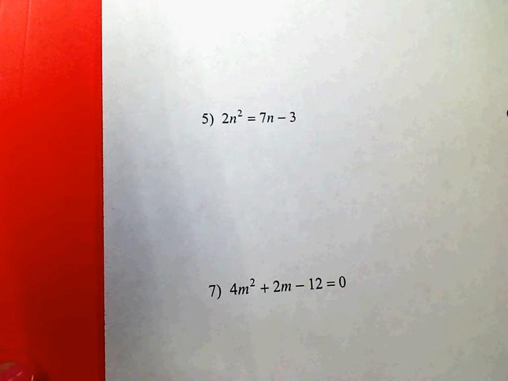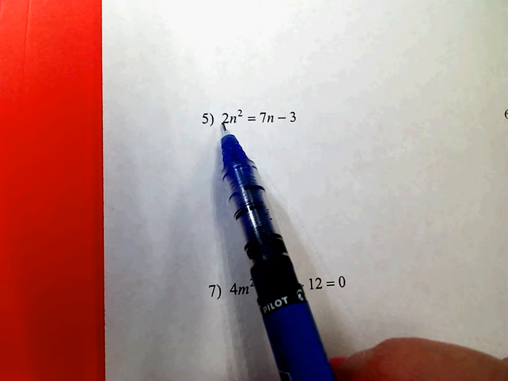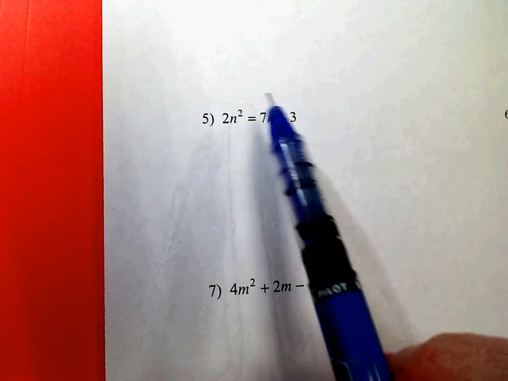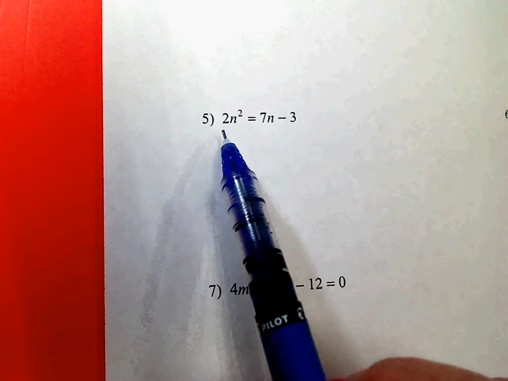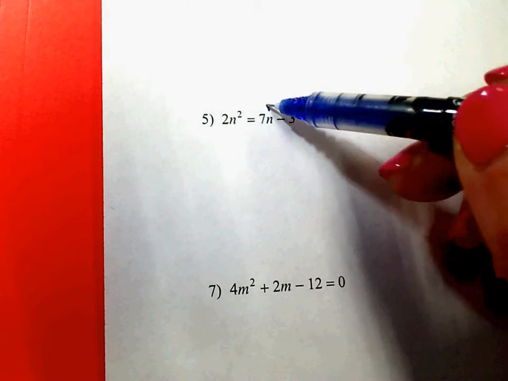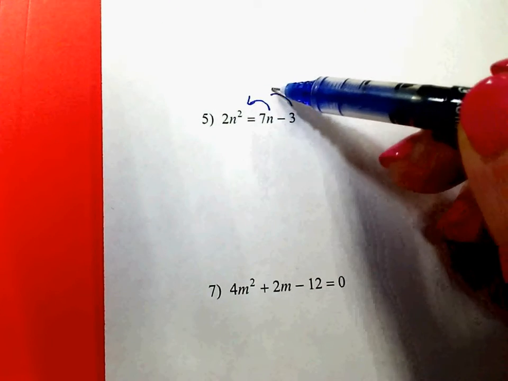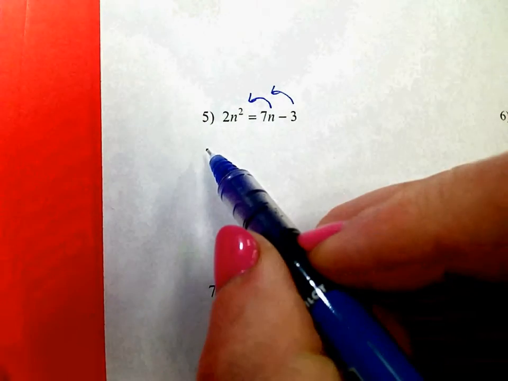When I work number 5, I can see that it's not equal to 0, and we've already talked about how, although it would be easier to just move one part over, I don't want to work with my leading coefficient being negative, so I'm going to move these two over to join with the 2n squared. And when I do, I need to make sure I move them in the order so that they're in standard form, and also they're going to get sign changes when they move over.